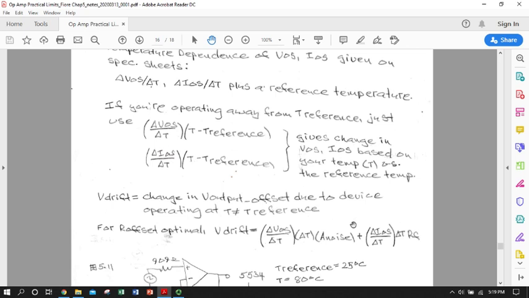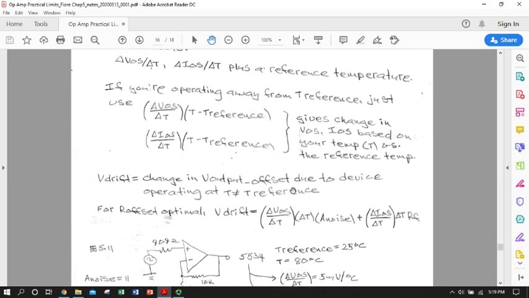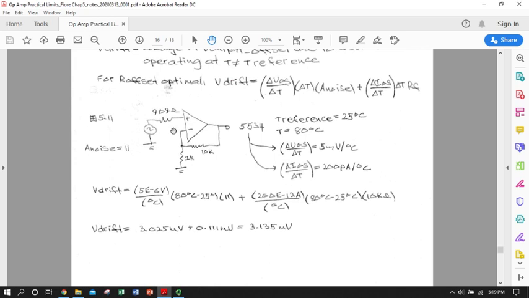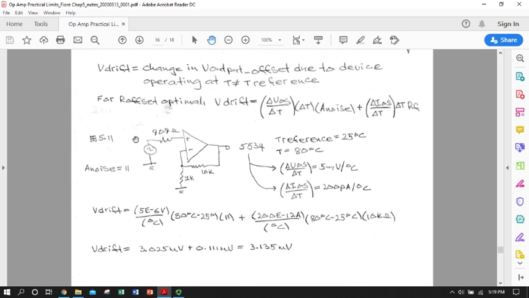Does it get worse? Does it get better? And not surprisingly, most of the time it gets worse. So just to give a quick run through on how you'd use this, going back to our same 5534 op amp, we're told it has a reference temperature of 25 degrees C. In this case, the op amp was nulled at that temperature. You'll see that in our Fiori example 511. So we take that to be the reference temperature.